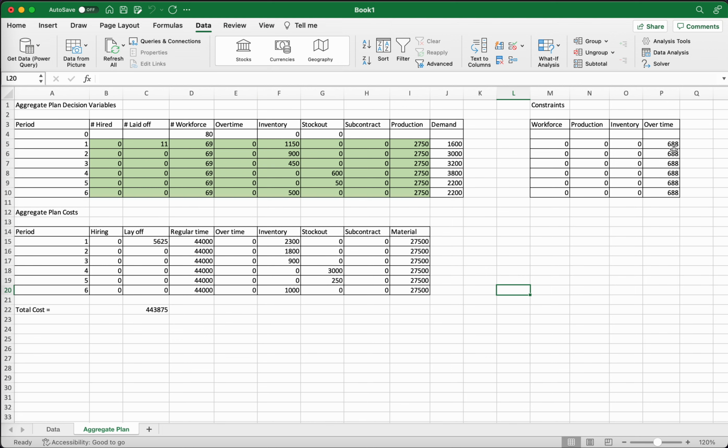You'll notice that overtime is 688, which means that you are using overtime, and you're not using subcontracting either. You are taking on some stock out values. So it turns out that it is better to stock out rather than to subcontract, because it is probably cheaper to stock out than to subcontract, right? So with all of that, this is the total cost, 443,875 dollars, and that's the final solution.